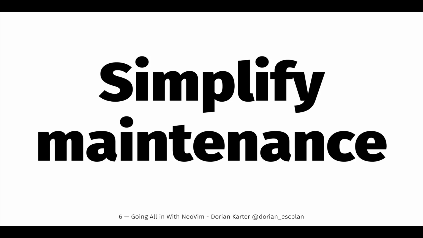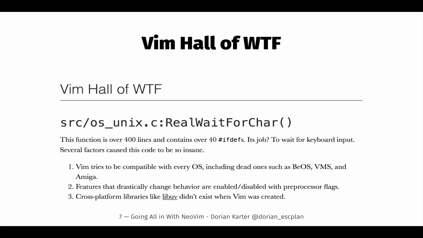So let's break down the first goal, which is simplifying maintenance. The creator of AG, also known as the Silver Searcher, has created a section on his website called Vim Hole of WTF. And he shows off a function that is over 400 lines long, contains over 40 if-defs, and all it does is wait for keyboard input, and it's really interesting. So let's take a look at that.